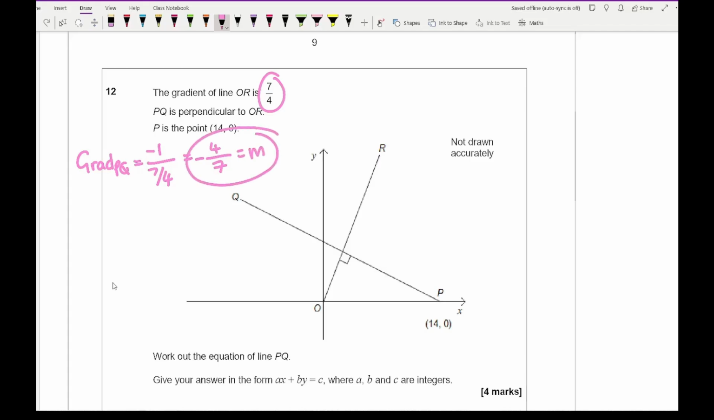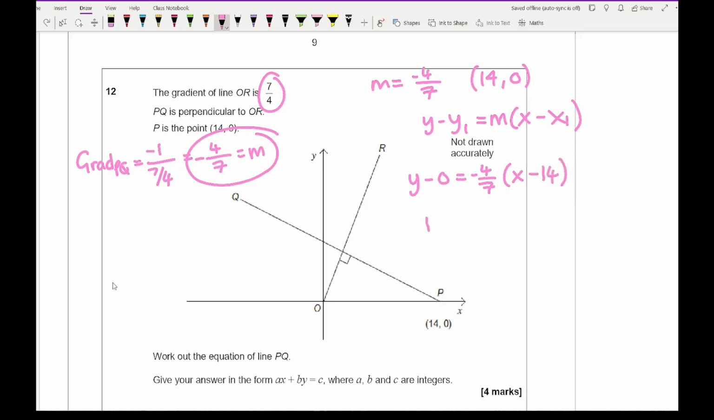Now we know that the coordinate is 14, 0. So using m equals minus 4 over 7 and the coordinate 14, 0, I'm going to substitute that into y minus y1 equals m times x minus x1. Substituting those in, I get y minus 0 equals minus 4 over 7 times x minus 14.